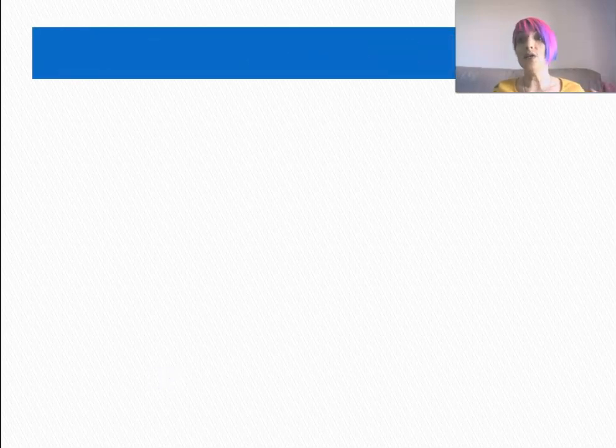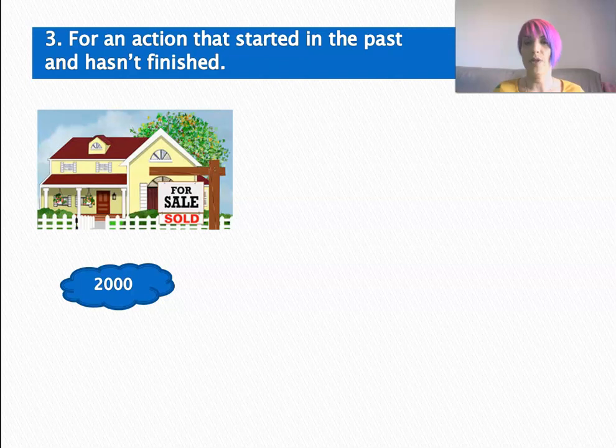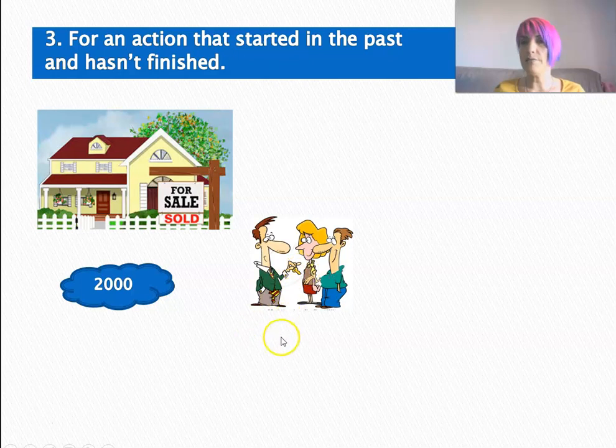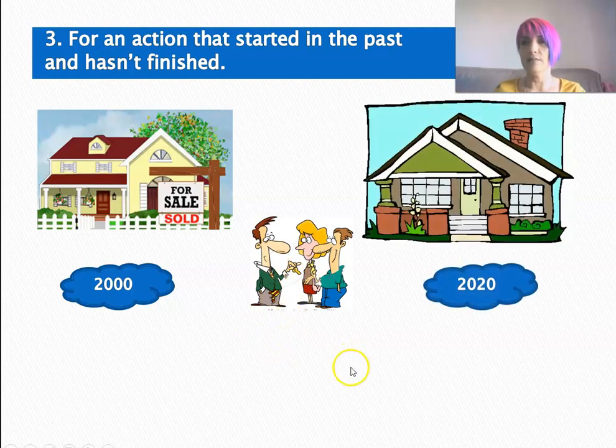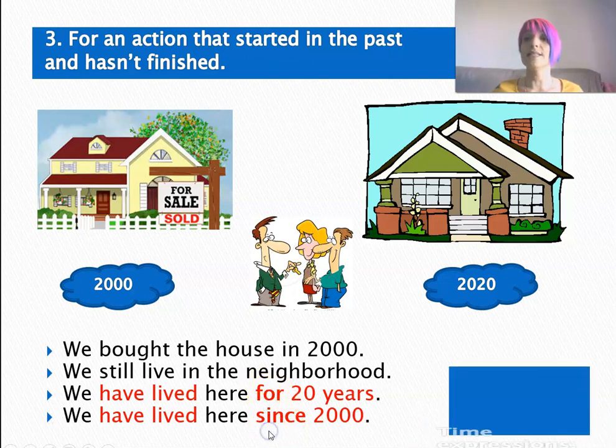When else do we use the present perfect? Well, for an action that started in the past and has not finished yet. For example, there's this house which was for sale. Then these nice people bought it and they still live in there, right? So we bought the house in 2000, we still live in the neighborhood. So this means that we have lived here for 20 years. Or we have lived here since 2000. And again, pay attention to these keywords, for and since.